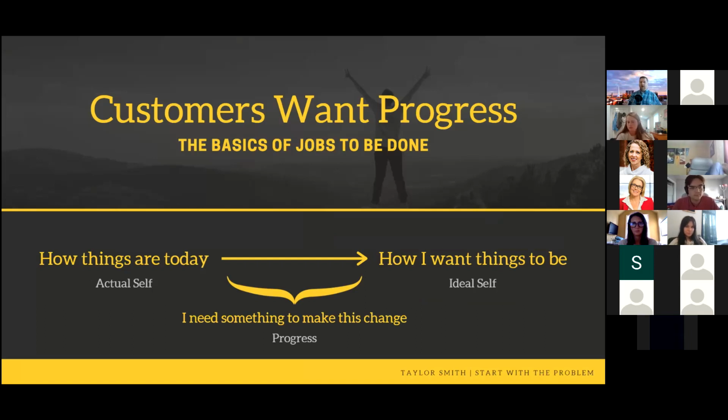To solve that problem. And it's all around taking your actual self, how things are today, and bringing them to that ideal self, right? And the thing in the middle is I need something to help me translate myself from where I am today to that ideal self. And that is progress, right? So if we can solve the thing and pitch it to the consumer as the thing that will transform you from today to where you want to be, then that is a way of very easily getting them to hire your product, right?